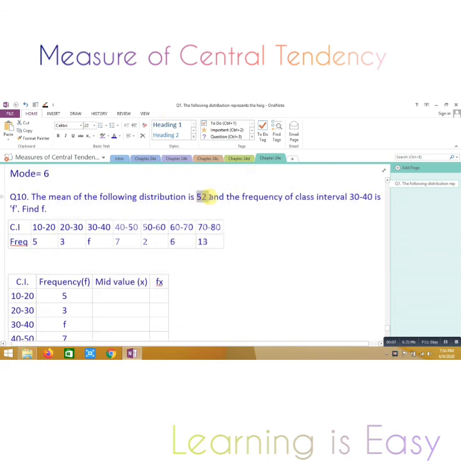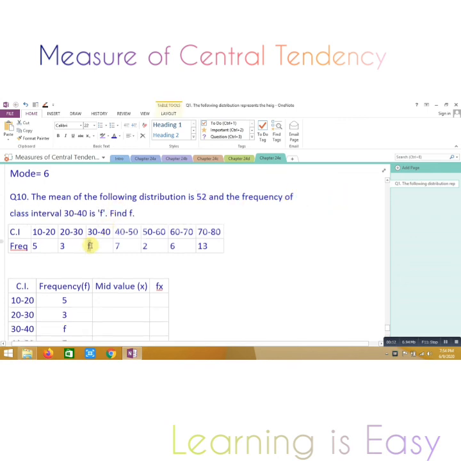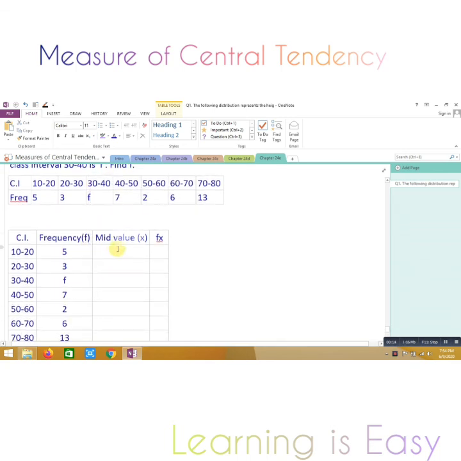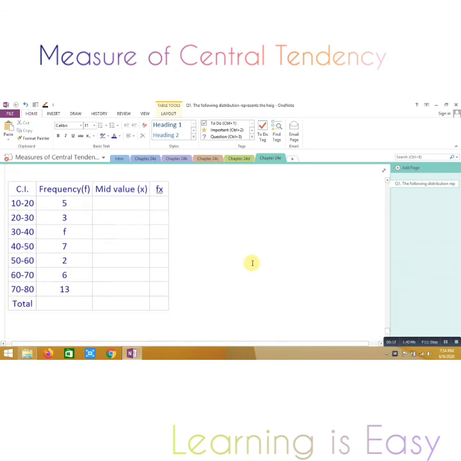Next, question 10. The mean is already given. The frequency for the interval 30 to 40 has a value f. So we need to find the value of f. We'll first calculate the mid value and fx. So 10 to 20, the mid value is 15. Then 20 to 30, mid value is 25. It goes on. You have to just calculate the mid value for this column. Then we have to calculate the fx and also sum up fx.